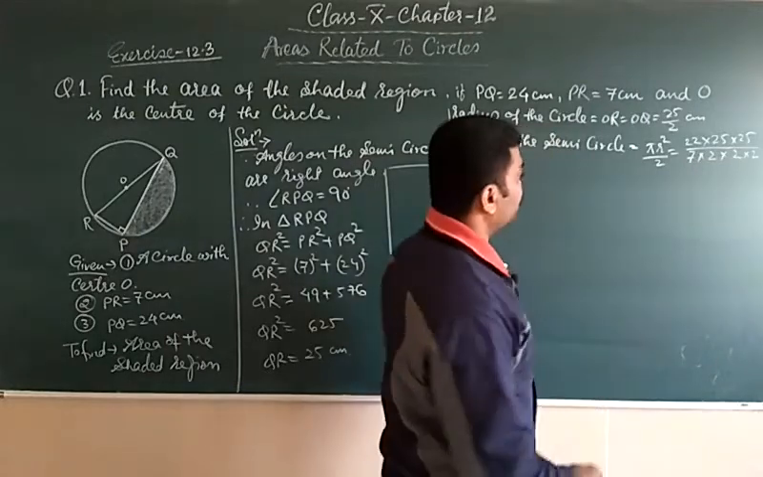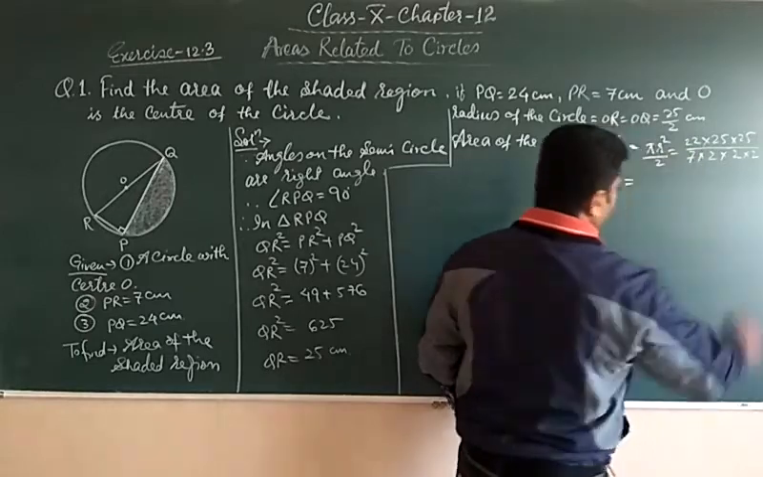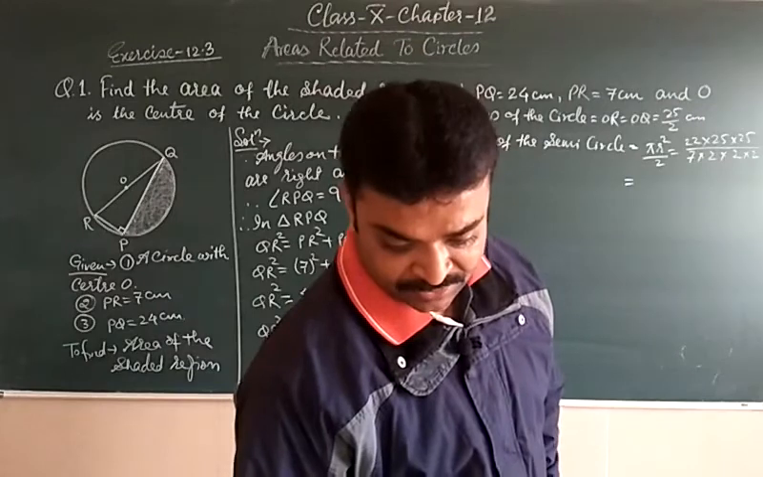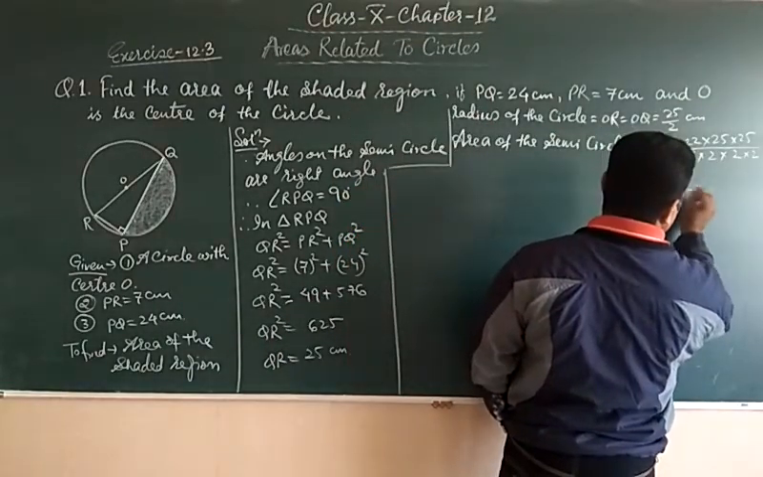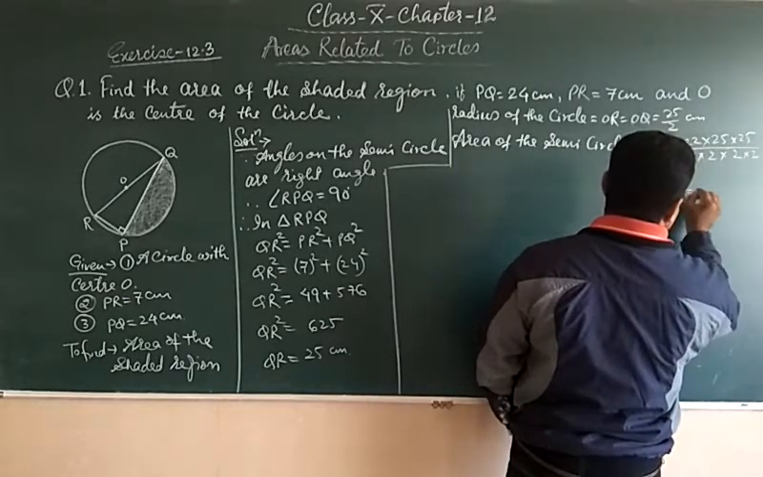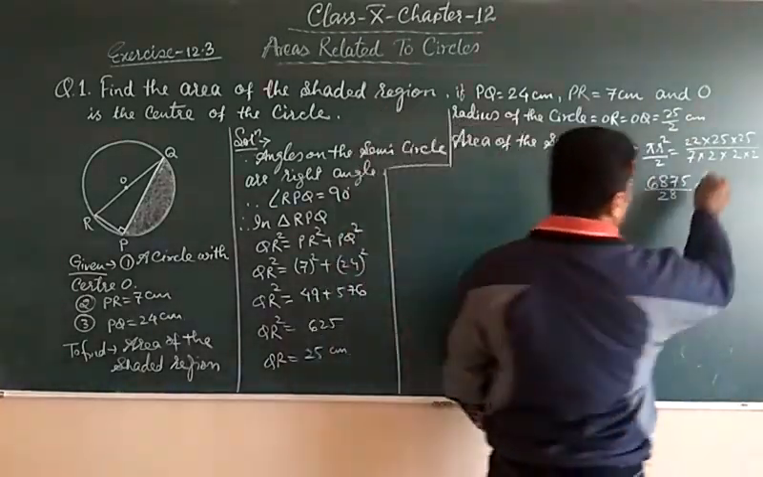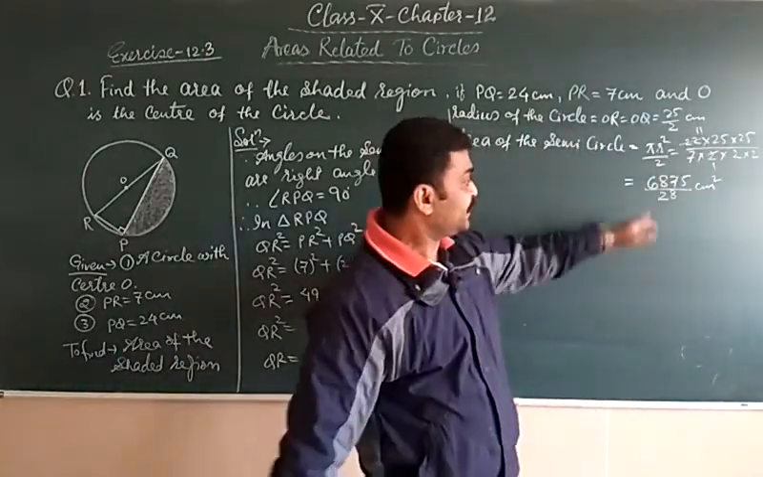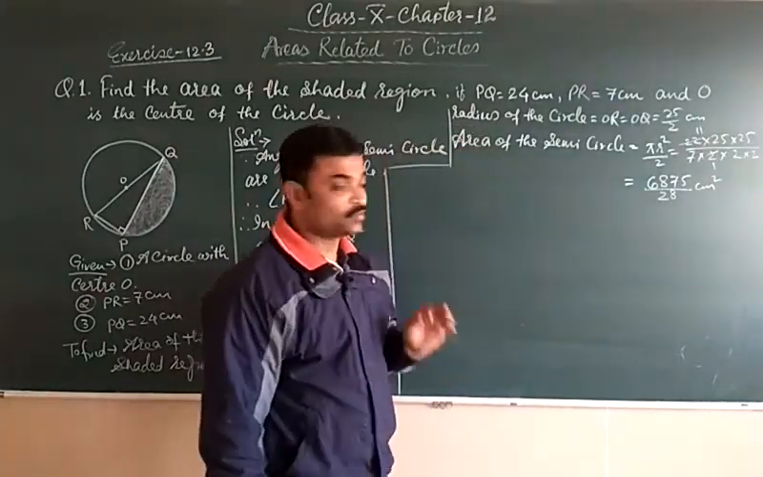Got it? Okay. So after calculating this, you get that the area of the semicircle is 6875 upon 28 centimeter square. How does this 28 come? 2 ones are 2, 2 elevens are 22, 22 by 7 times 4 gives 28. Then 6875 upon 28 centimeter square is the area of the semicircle.